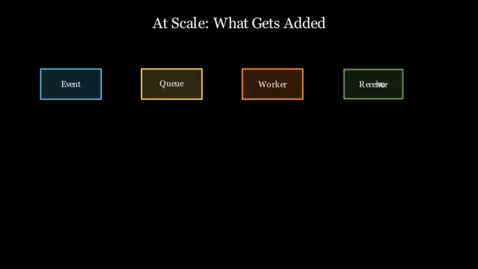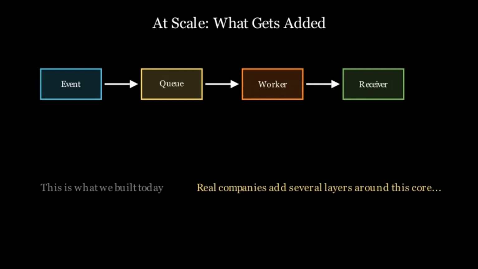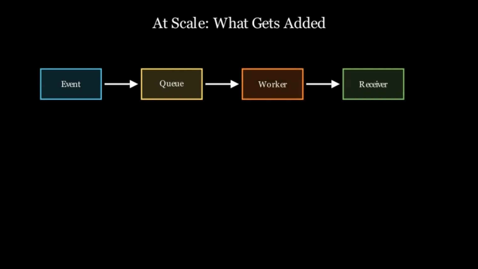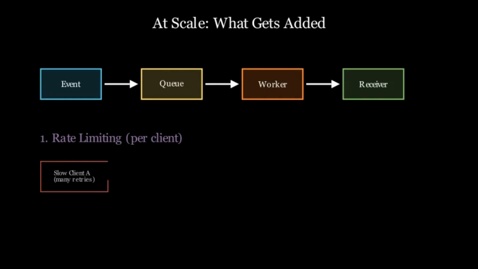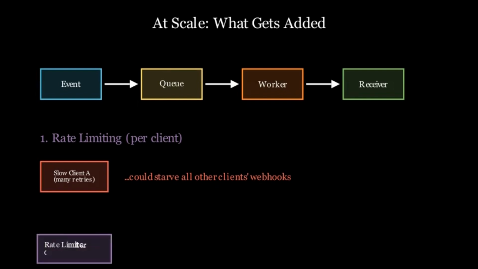So that's the core. But what we built is a simplified version of what companies run in production. Let's zoom out. This is what we built today: event, queue, worker, receiver. Real companies add several layers around this core. First, rate limiting. Imagine one slow client is generating tons of retries that could starve all other clients' webhooks from getting through. A rate limiter caps how many retries each client can consume.